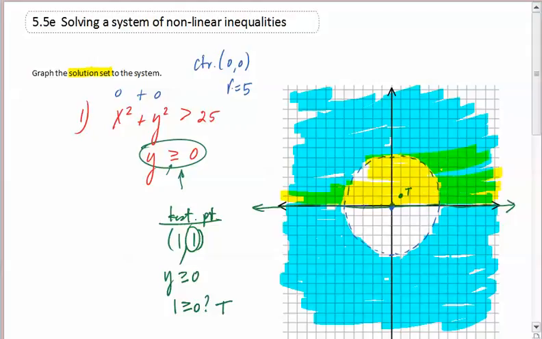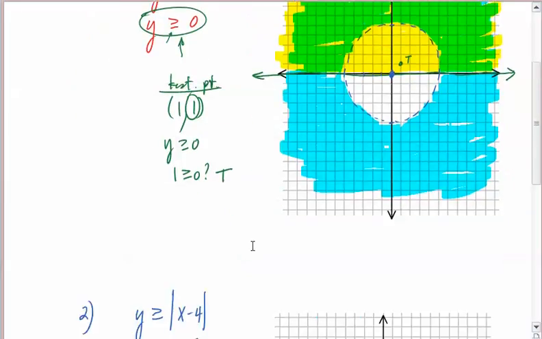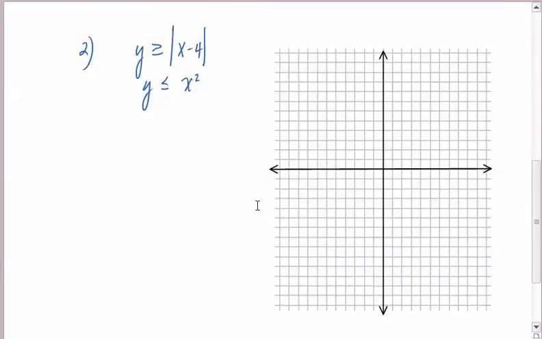There's the yellow, it's going to be above, and the green is the answer. Okay, so there's my answer set. Solution set is green. One more, and then we'll be through with this illustration.